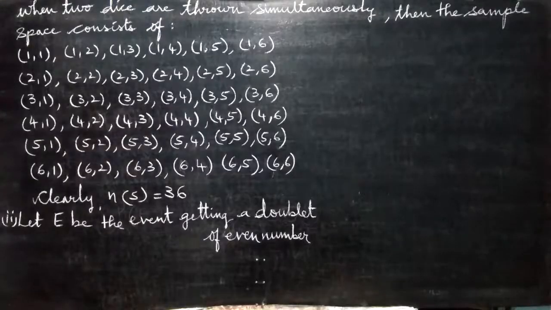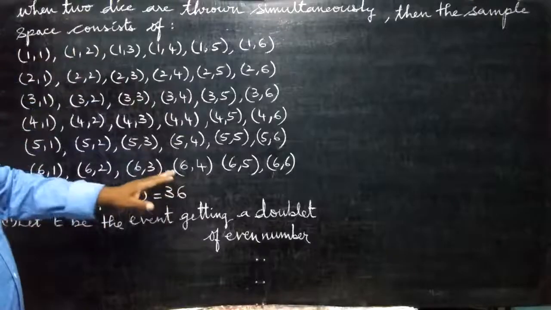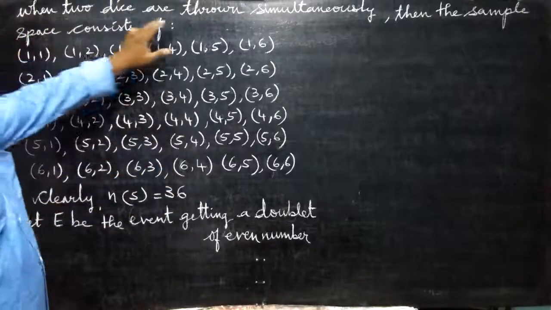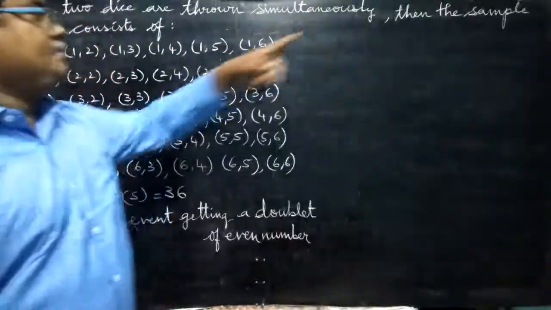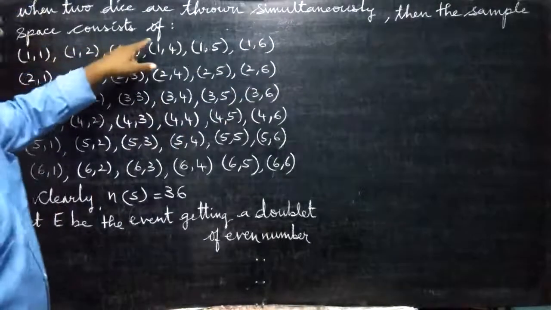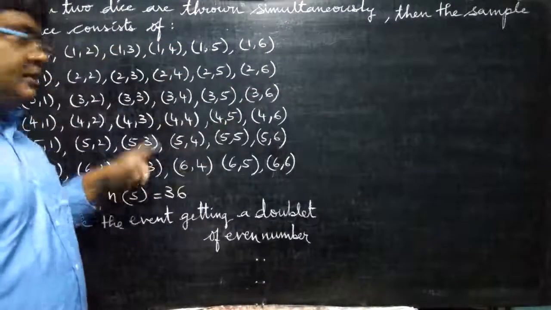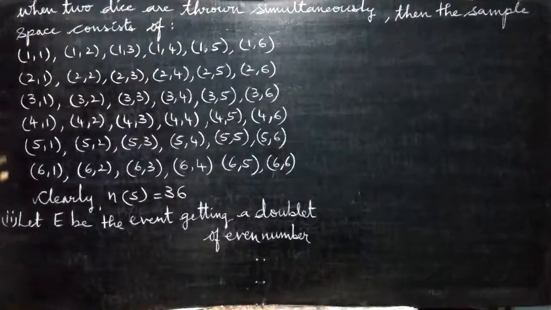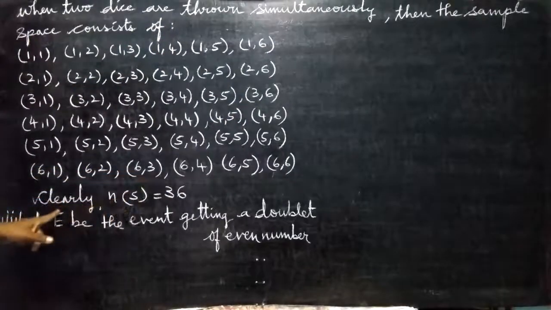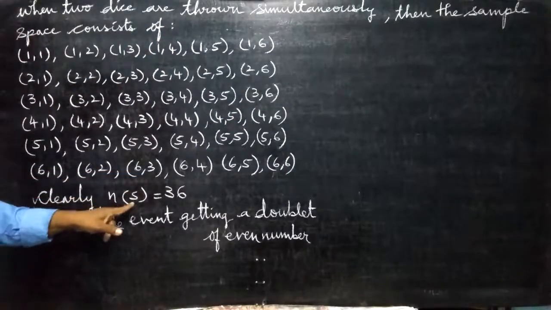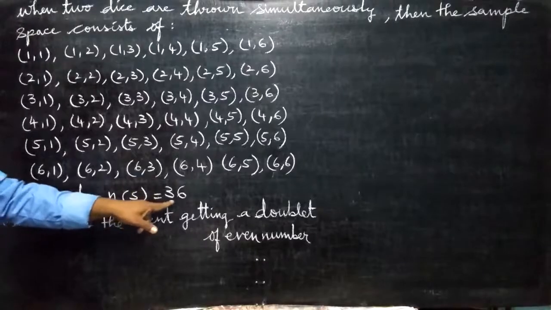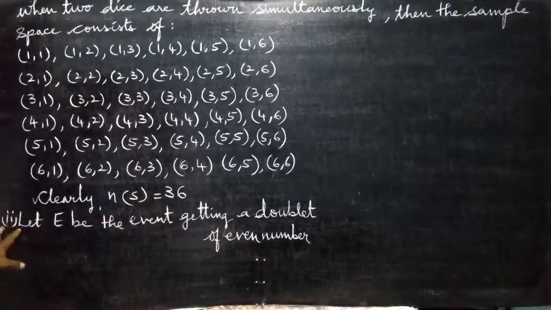Now, this is the way of writing. Now we understood. When two dice are thrown simultaneously, the sample space consists of, as I have told you how to write, 1 2 3 4 5 6, 1 2 3 4 5 6 and combinations. We'll get n of S clearly. The sample space, how much we'll get? 36 we will get. Now second bit we are doing.